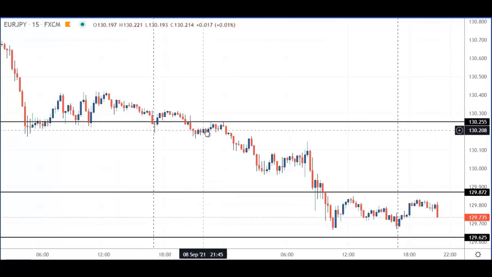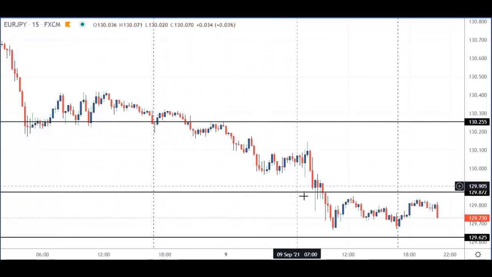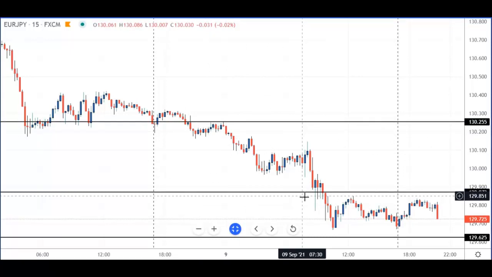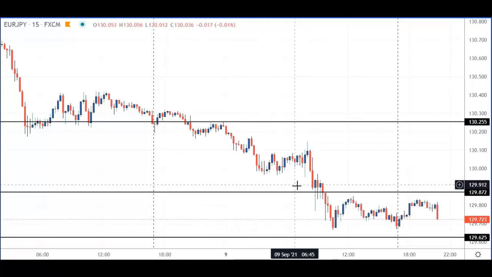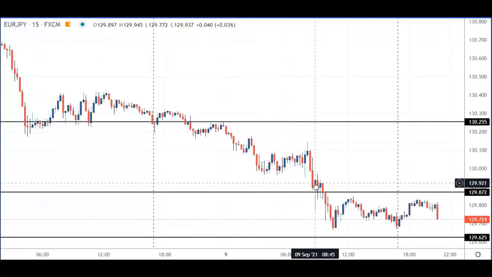This is what we call the swing break set and forget pattern. And another pretty healthy move down. I wish every day worked out like this, but they don't. I mean, we get days like this, and then you get days where they don't work out or you have nothing going on. That's just trading, right?